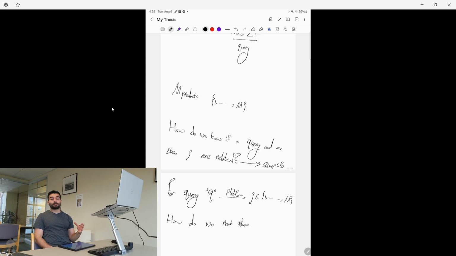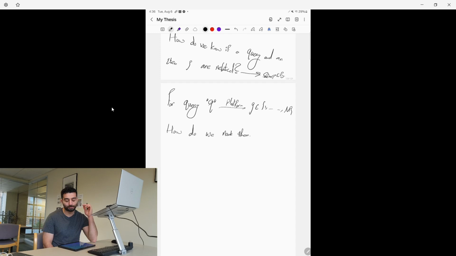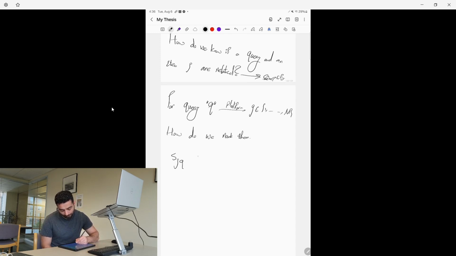In order to capture the essence of customers' purchases or clicks affecting our score relation, let's assume for query Q, SJQ is how related is product J to query Q.